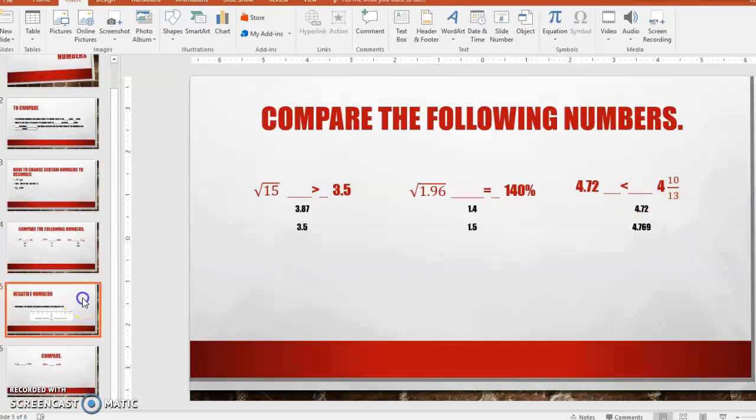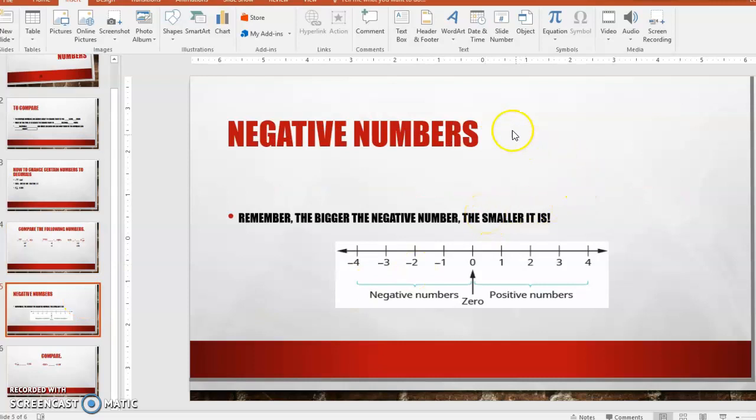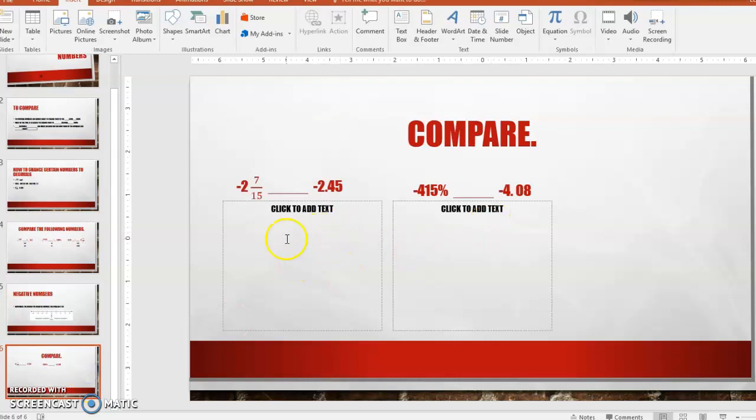Okay, now let's talk about negative numbers for a second, because negative numbers are super tricky, they always get us here. Remember, the bigger the negative number, the smaller it actually is. So I've given us an example of a number line here so that we can see how the numbers work backwards on the negative side. Remember, -4, you think it's bigger, but it's actually smaller than -3.